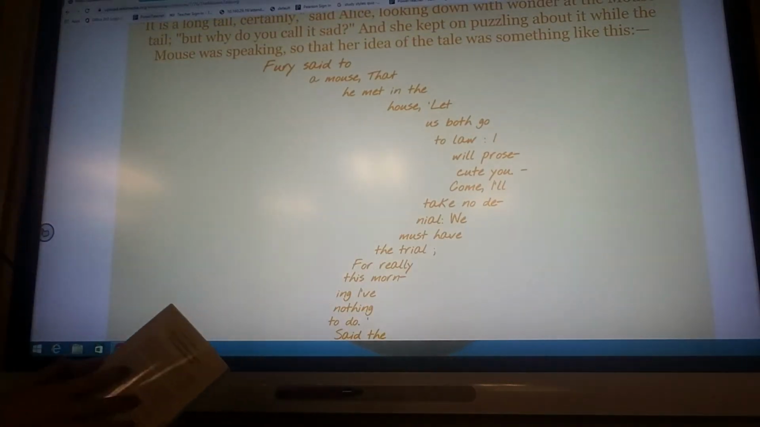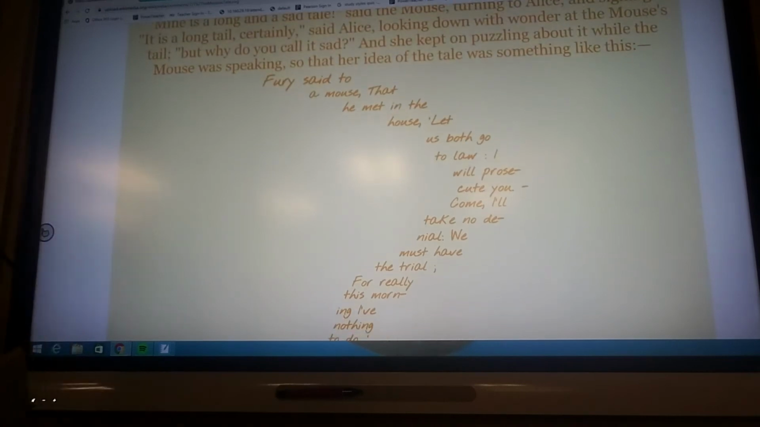I'll try and kind of go with it as it goes. It says, "Mine is a long and sad tale," said the mouse, turning to Alice and sighing. "It is a long tale, certainly," said Alice, looking down with wonder at the mouse's tail. "But why do you call it sad?" And she kept on puzzling about it while the mouse was speaking, so that her idea of the tale was something like this.